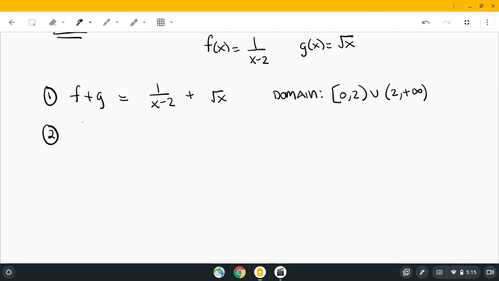Okay, and then f minus g is going to be 1 over x minus 2, that's f minus g, and g is square root x. And again, the domain here is the intersection of their domains. You can think of it as all real numbers except for whatever is not allowed here and not allowed here.